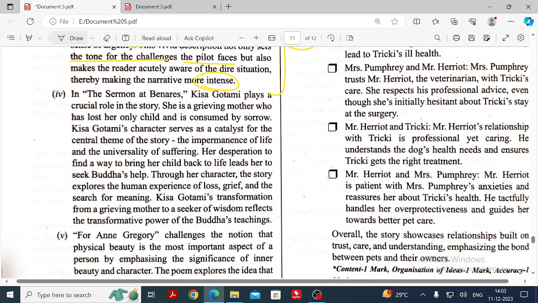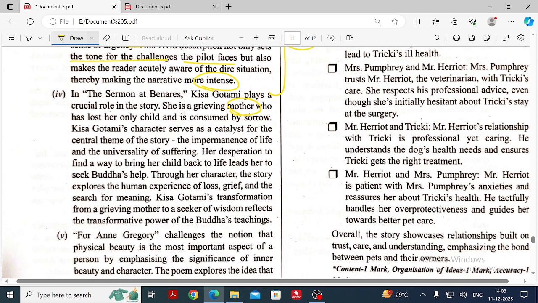And the next, Kisa Gotami. So we know what sort of character that is, my dear. The mother, actually the mother who has lost her only son. In order to save him she was running like anything. She thought that if I go to any other divine places or any other hospitals, definitely I can get back my son. But there alone she came to know about it. When she got the Buddha's help, there only she remembered it.